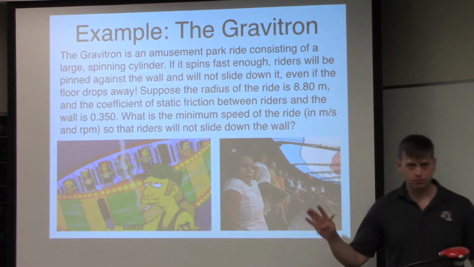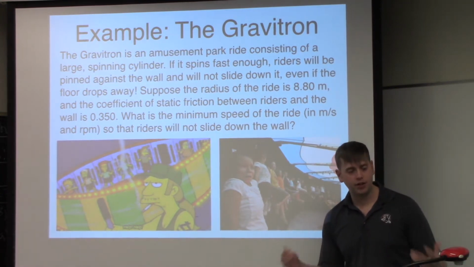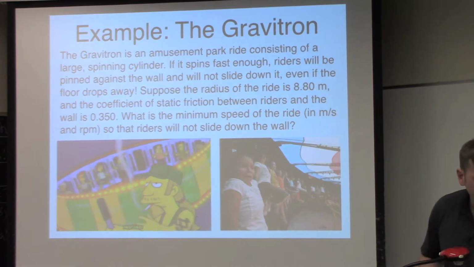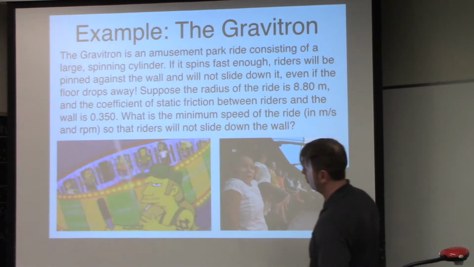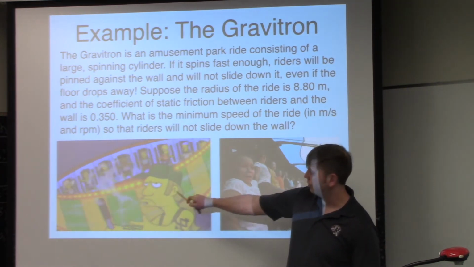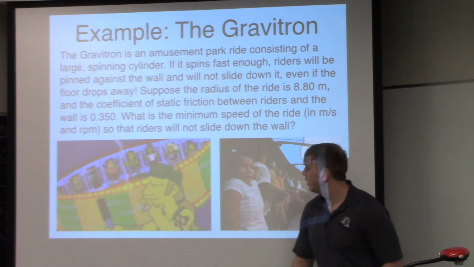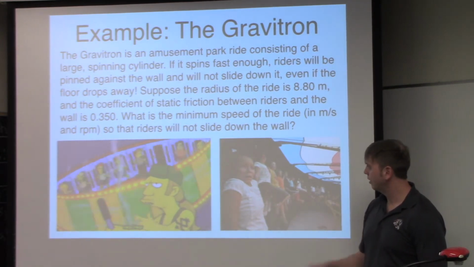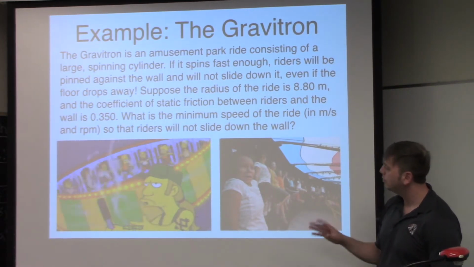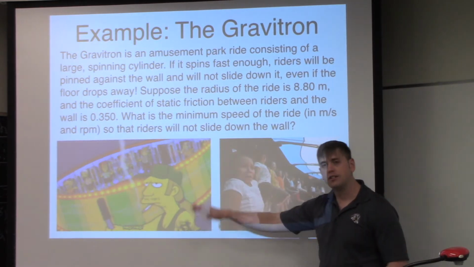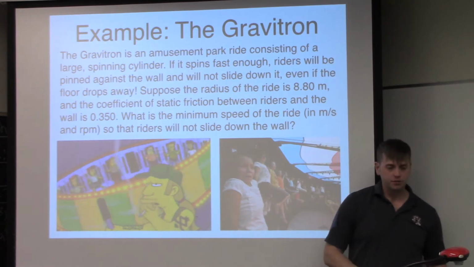Before we get into the actual derivation of the formula and the calculation, let's look at an animation, in case you've never been on a ride like this before, so you know what I'm talking about. So there it is. This is a scene from The Simpsons, and here's a still image of people on this ride in real life. What we're going to do is find the minimum speed the ride has to rotate at such that no one slides down the wall.